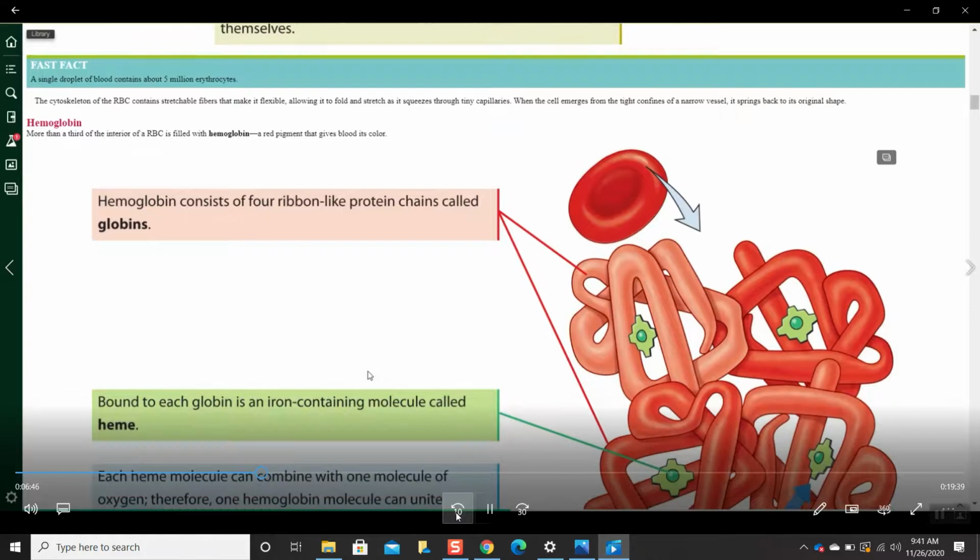Hemoglobin. Hemoglobin contains iron and it carries oxygen. So you have your hemoglobin. It consists of globins, which are your ribbon-like chains, and it consists of your heme. That contains iron.